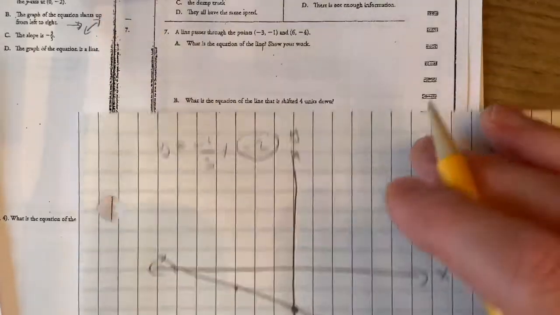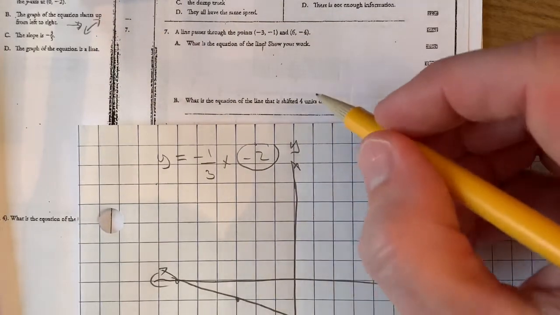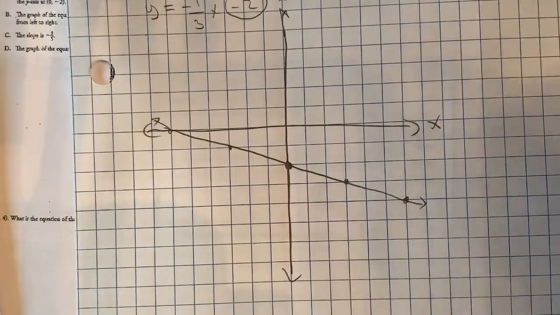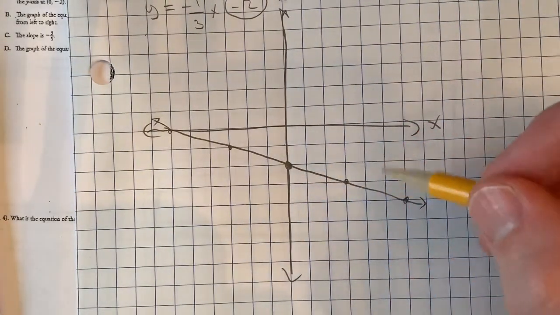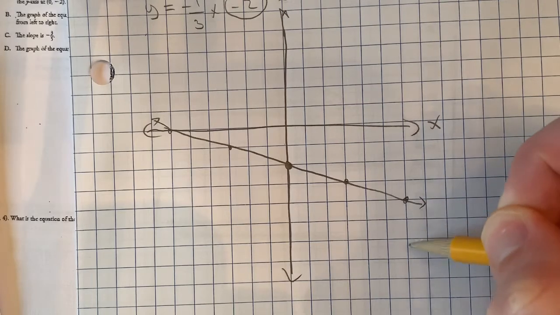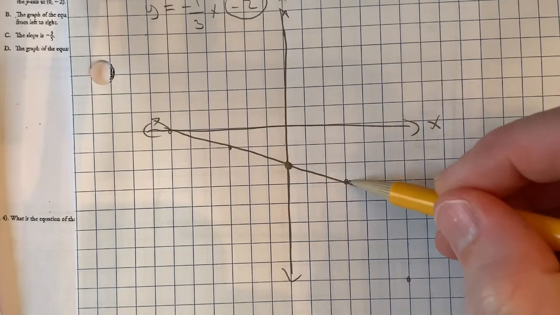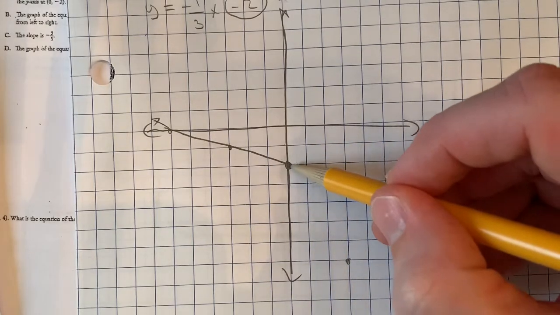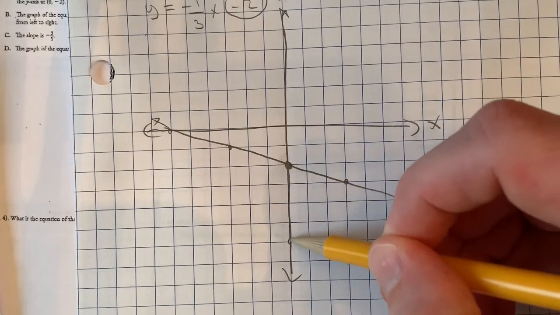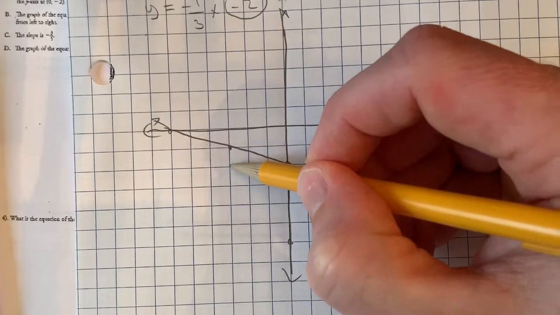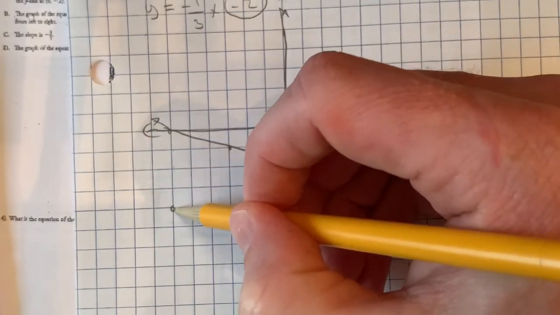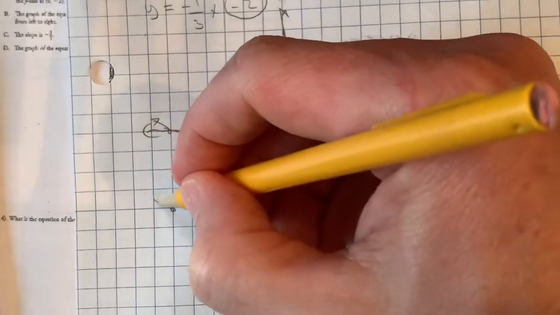So now let's go back to the question: how do I shift this 4 units down? If I want to shift the line 4 units down, I would take this point and go 1, 2, 3, 4. I'd take this point and go 1, 2, 3, 4. I take this point and go 1, 2, 3, 4. Take this point and go 1, 2, 3, 4. And there is my new line.